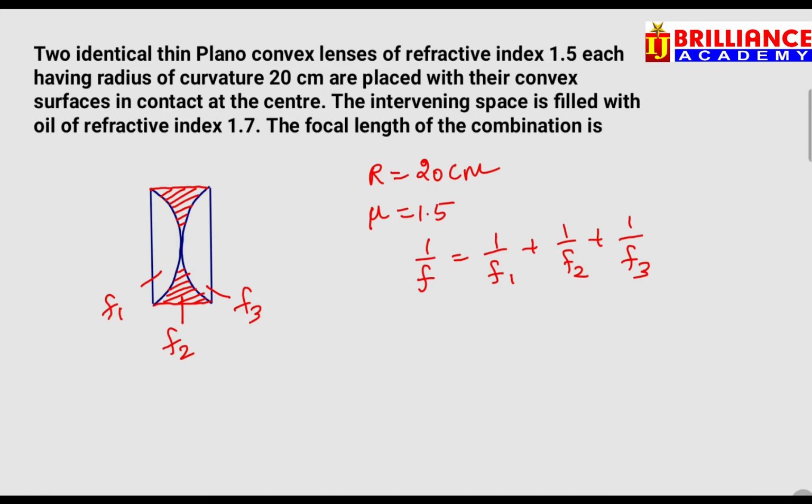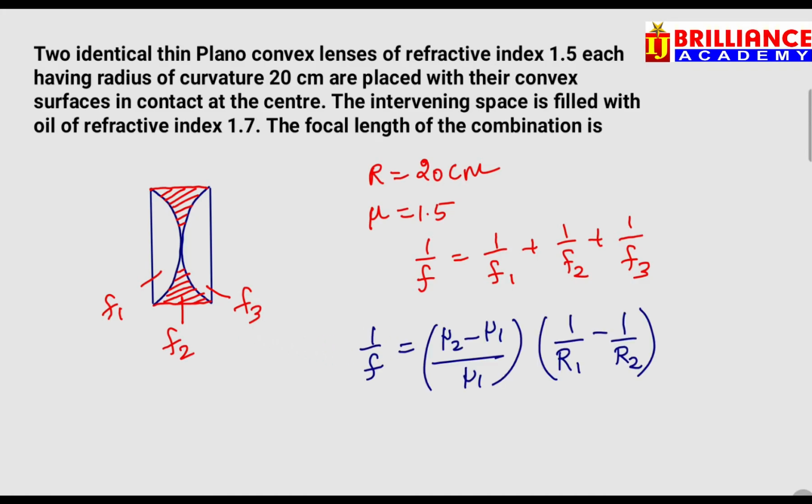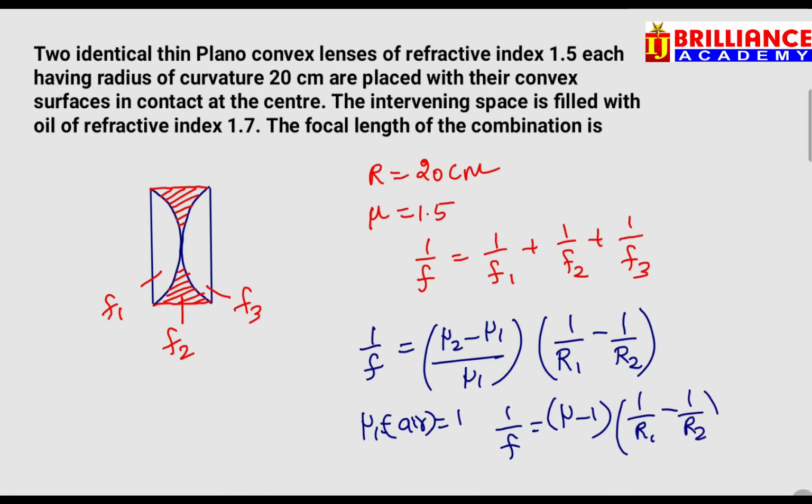Now for finding the focal length, we have the lens maker's formula. So this is the actual lens maker's formula. The first medium is air in this case, so mu1 is equal to the refractive index of air, which is 1. So I can rearrange this formula: 1 by f is equal to mu minus 1 into 1 by r1 minus 1 by r2.